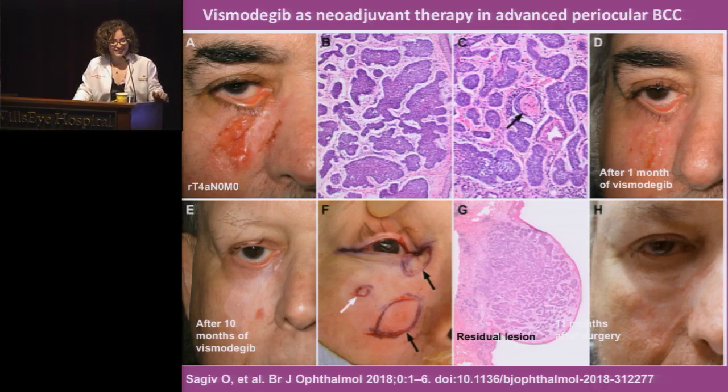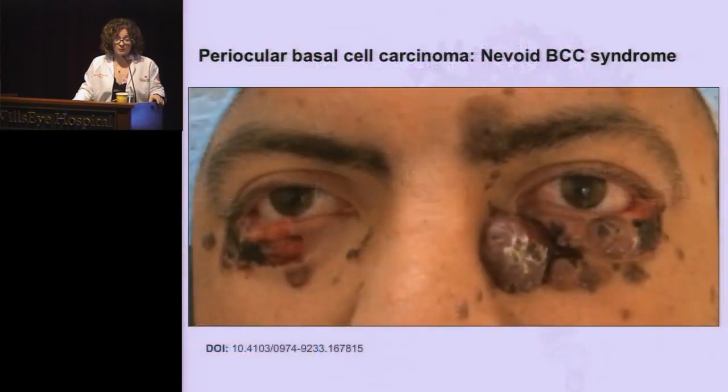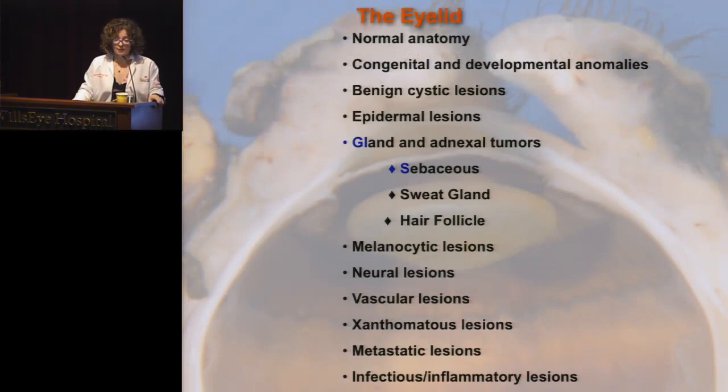Obviously, like with anything, it's not a panacea. There are significant side effects, and we don't know how long the patients have to be kept on it, because if you discontinue, it can recur. So there are some issues with this medication, but it does provide hope, especially to the ophthalmic oncologists. And it has been shown to be successful in management of periocular nevoid basal cell carcinoma syndrome patients.